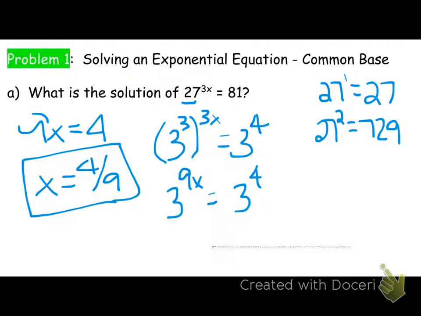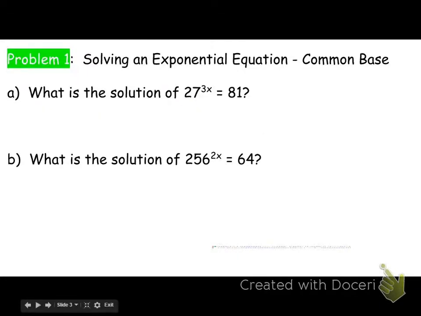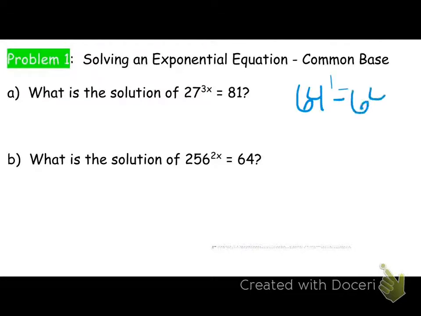It's not hard. Take a look at this example. 256 to the 2x equals 64. So again, you want to try to express your smaller base into the bigger base. So obviously 64 to the first is 64. 64 squared is not going to be 256. So we're going to have to try to rewrite both sides.